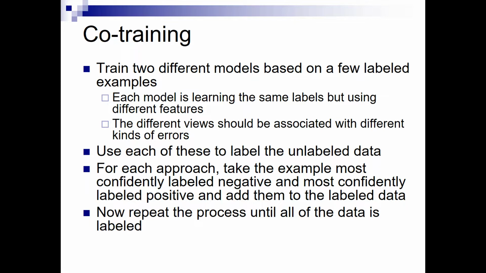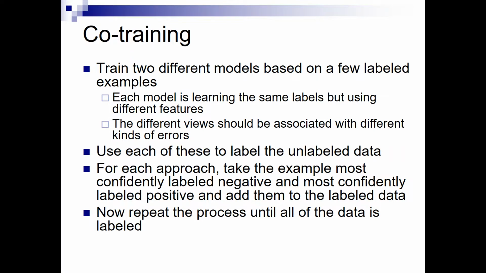So what will happen is that you have a few labeled examples, but you have two very different feature spaces. And so what you can do is train with the same labeled examples two different models, one based on the first set of features and one based on the second set of features. Then you will use each of these models to label all of your unlabeled data. And for each one of your feature spaces, you are going to take the example most confidently labeled.